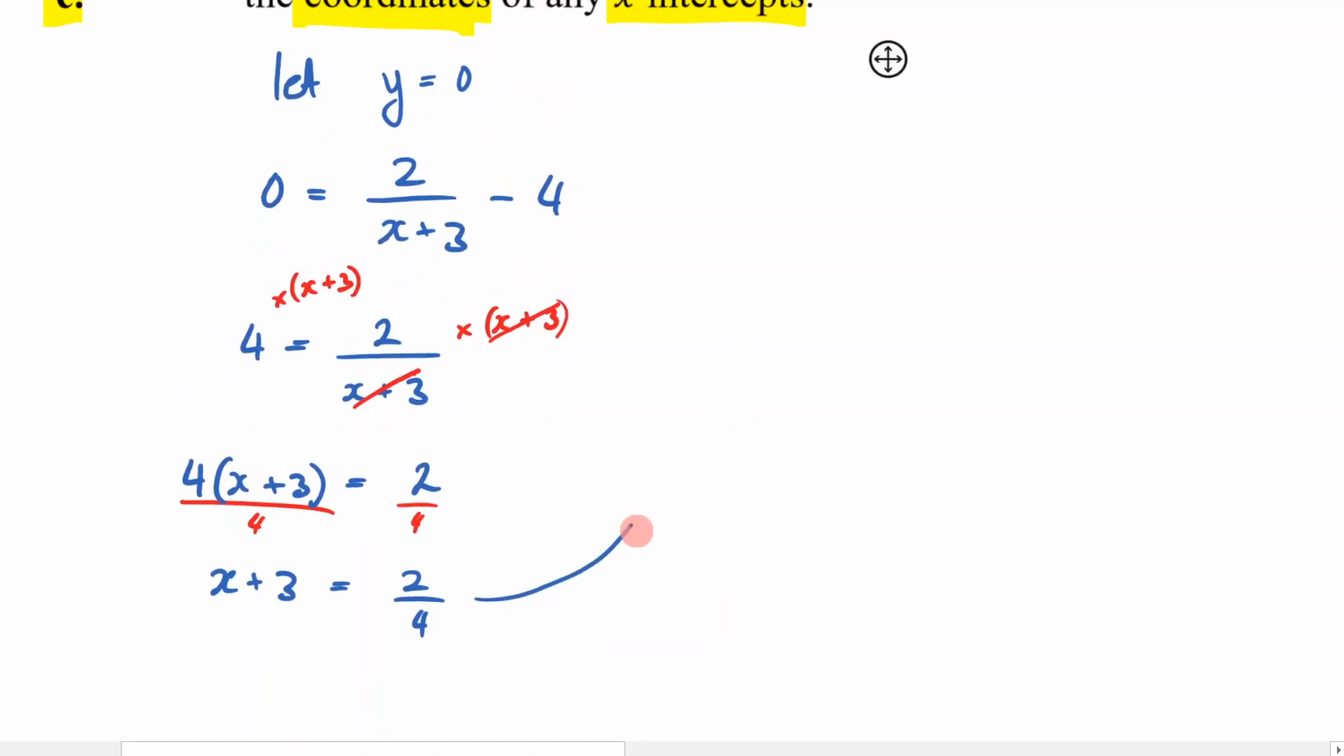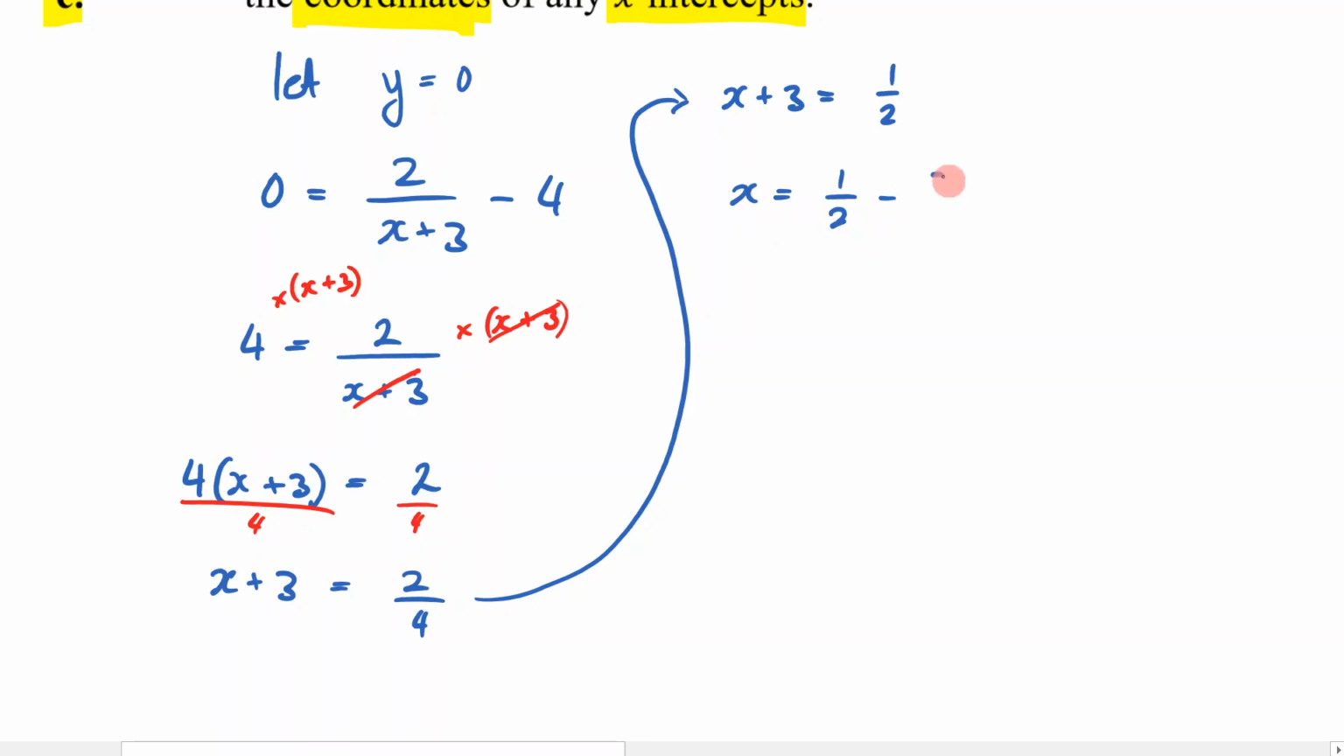Okay, once I've done that, let's now bring this up here for some more spacing. Make sure that you're working neatly through these things. I have x plus 3 equals, now instead of writing 2 on 4, I'm just going to write a half, because it's the same thing. Then I'm going to subtract 3 from both sides, so I'm going to get a half minus 3. I'm going to have to get common denominators again. So that means what I'm going to end up with here is a half minus 6 on 2.